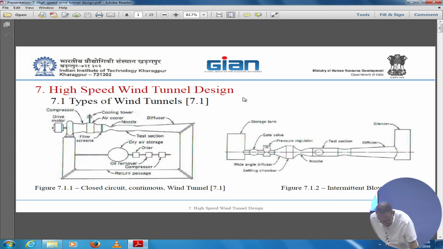In the continuous tunnel, we cannot change the Reynolds number, or P naught. You can, if you have an additional compressor, increase the pressure. The in-draft tunnel has advantages over the simple blowdown.